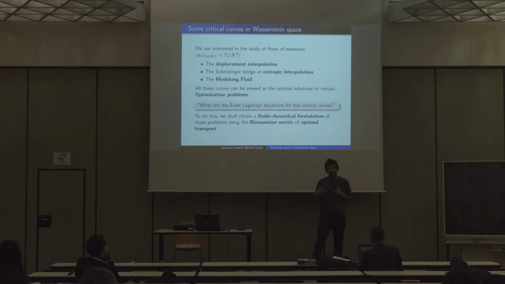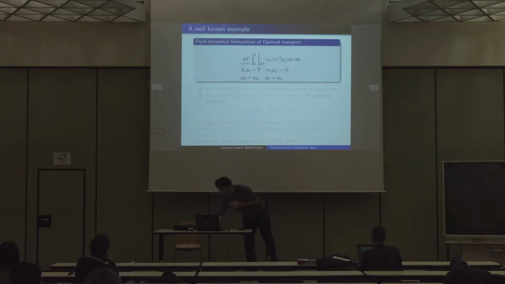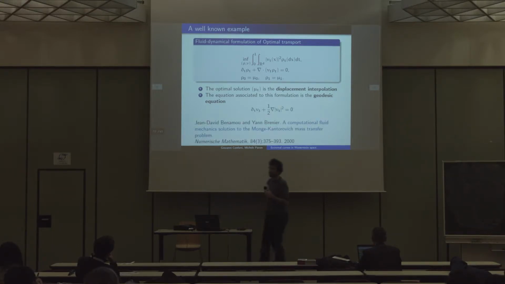We have to start off from an optimization problem, which is not written in Wasserstein language, and we have to manipulate it until we get to a formulation where we can guess what the Euler-Lagrange equation is. Just a refresher, but here I can be very quick. This is the fluid dynamical formulation of optimal transport due to Benamou and Brenier. The optimal solution is the displacement interpolation, which is seen as a geodesic, and the geodesic PDE is exactly the fact that the time derivative of the velocity field plus 1/2 the gradient of the squared norm of the velocity field equals 0.